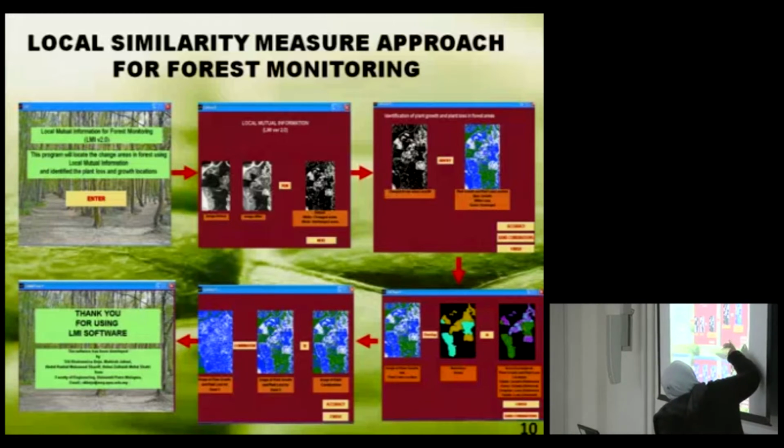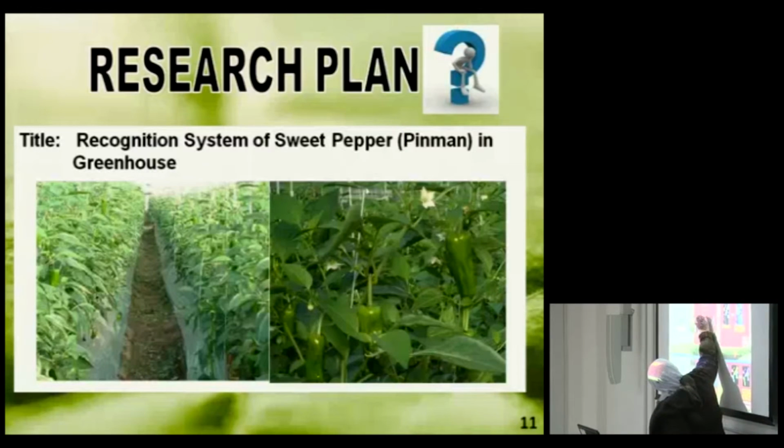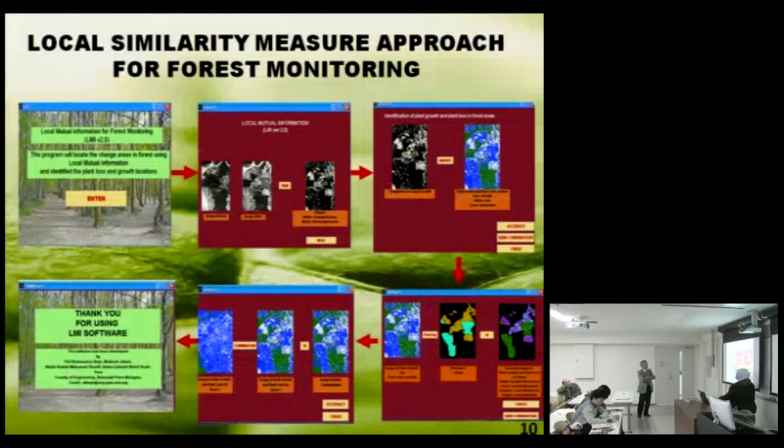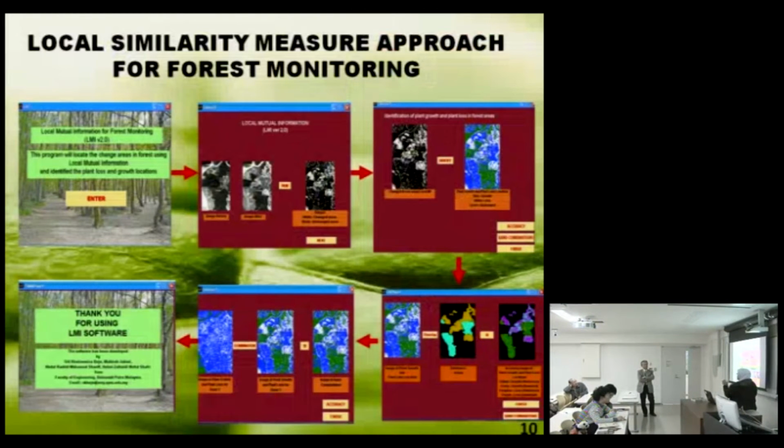For example, here we can see this is the area that the plant is growth. But this one is the area that plant loss. The plant loss due to the loss of habitat or human? Human. So this area is mangrove forest area. They normally harvest for the tree.